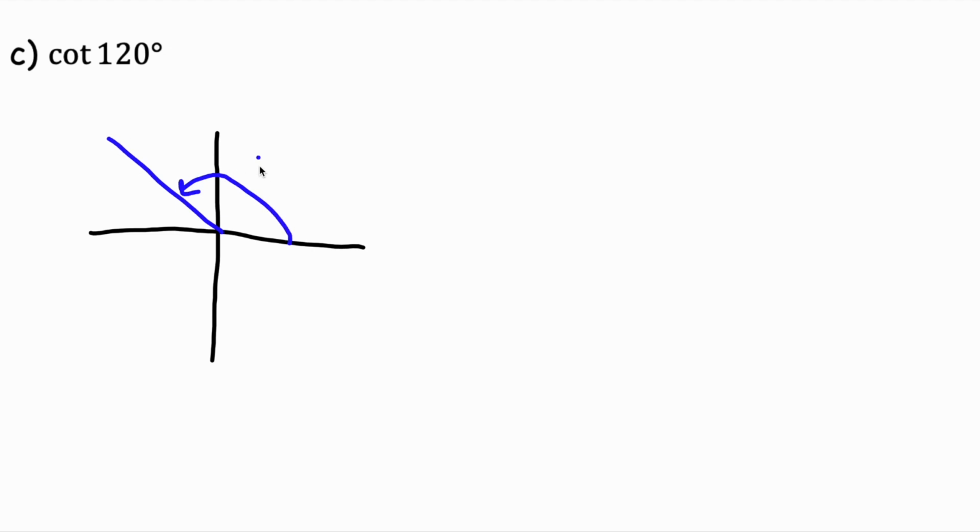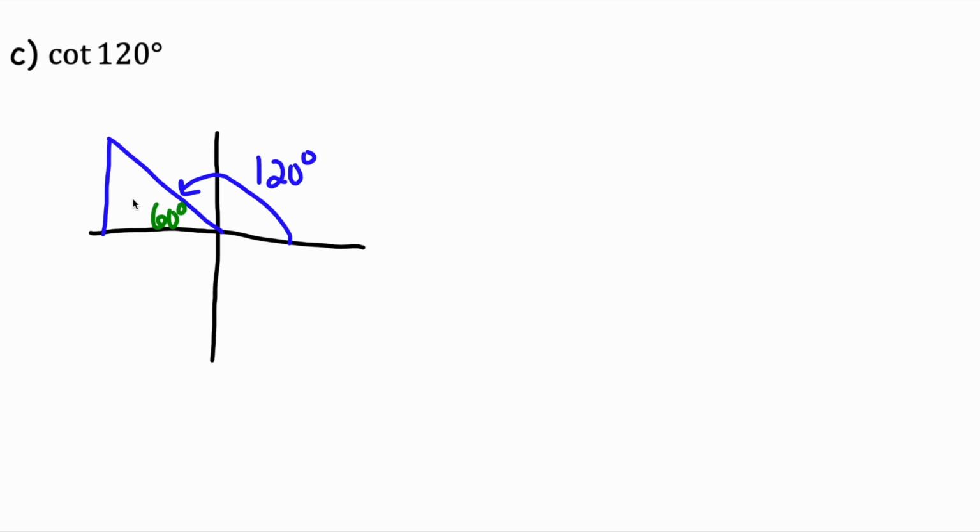All right, next one. Cotangent of 120. Same process. Big plus sign, 120 degrees. That's going to end up over here, right? So 0, there's 90, 120 degrees. But remember, the important part here is how far is that from the x-axis? That is 60 degrees from the x-axis. 120 plus 60 gets me to 180.